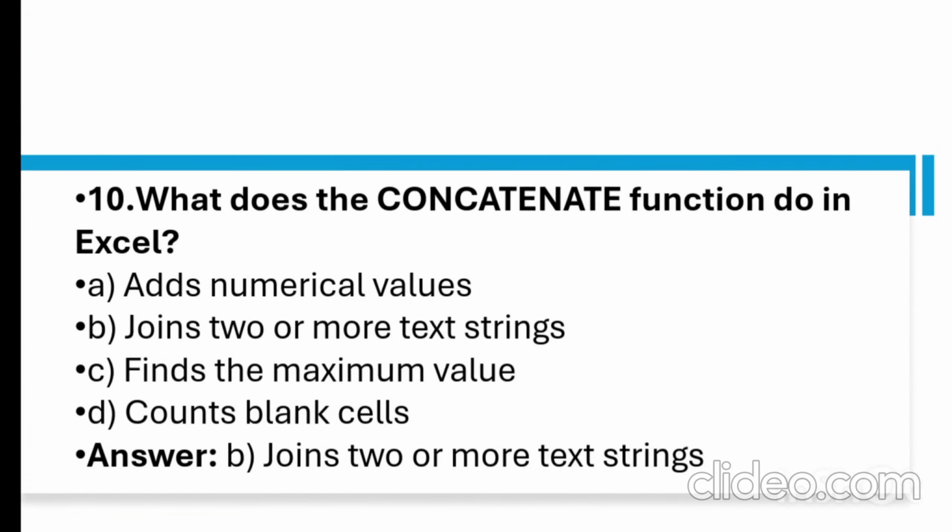Question number 10. What does the CONCATENATE function do in Excel? Options are A. Adds numerical values, B. Joins two or more text strings, C. Finds the maximum value, or D. Counts blank cells. So the correct answer is option B. Joins two or more text strings.